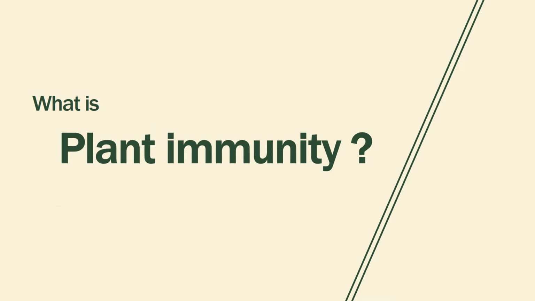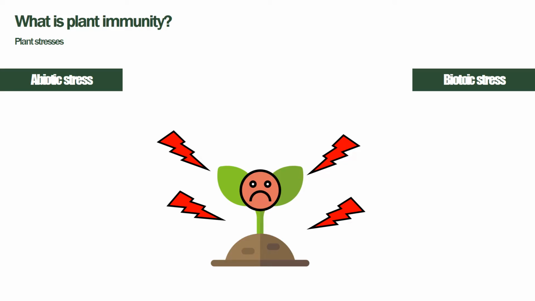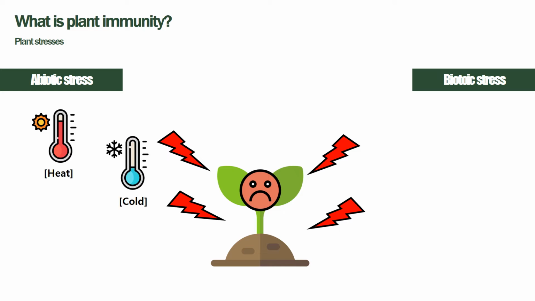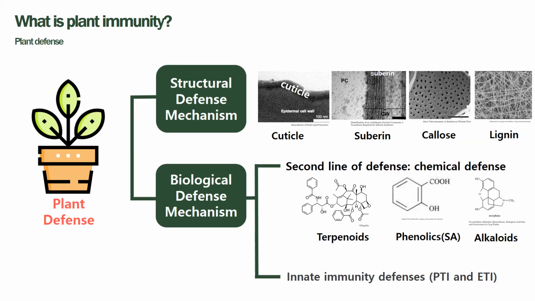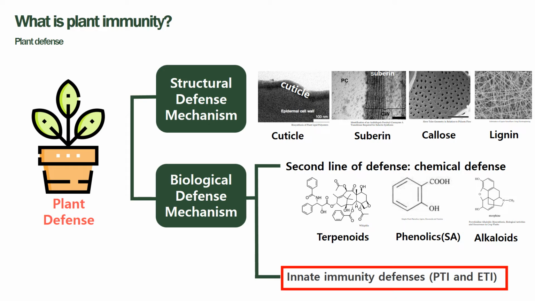Second, let me tell you what plant immunity is. The elements that cause disease in plants can be largely divided into abiotic stress and biotic stress. Here are some examples of that. So, how do plants protect themselves from all these different elements? There are structural and biological defenses. Here are some examples of that. Among them, I'm studying the innate immune defense of plants that protect themselves with their own immunity as pathogens enter.